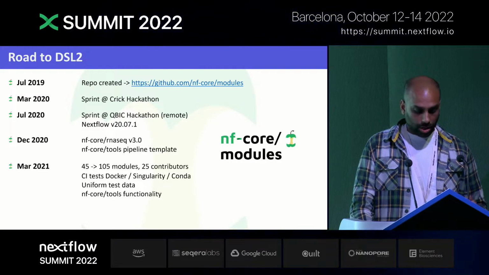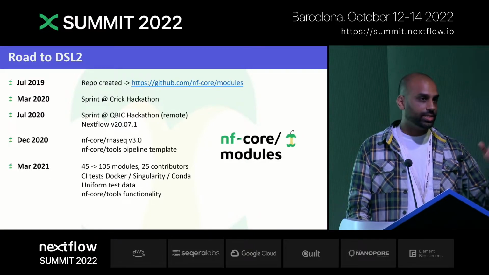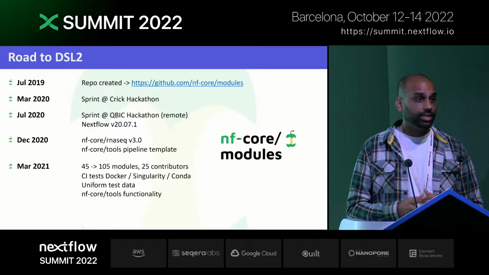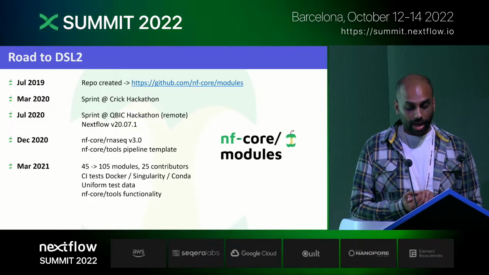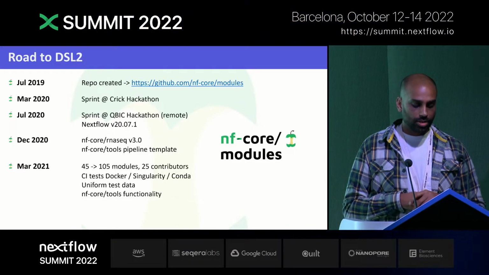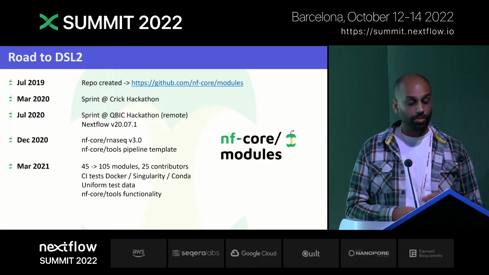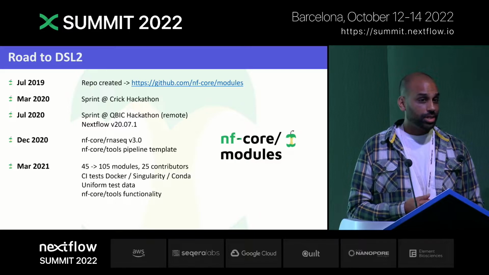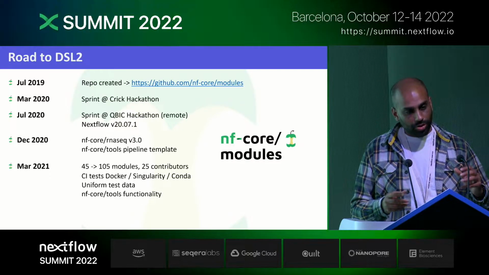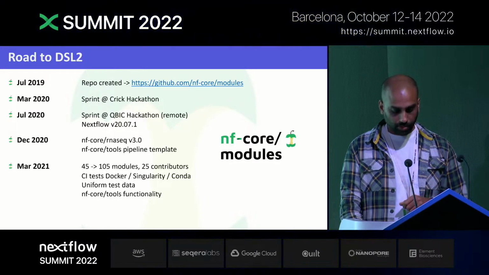And then in March 2021, we went from sort of 45 modules to 105. We added CI tests for Docker, Singularity, Conda. We unified the test data. That's very important as well. Having really nice minimal test data is incredibly important for unit tests. And so we went about trying to have some sort of standardized test data that we can use for this testing. Most of it's based on SARS-CoV-2, because as we know, there's a lot of that knocking about at the moment. So we use SARS-CoV-2, and where required, we amended that to other species as well.